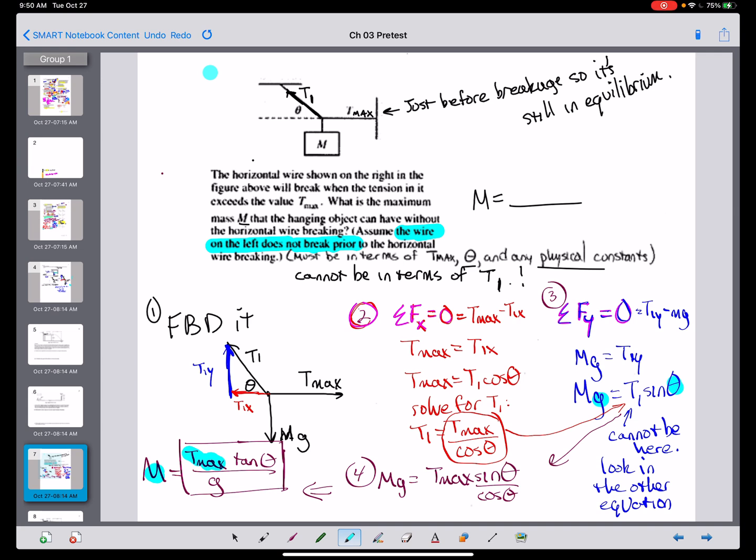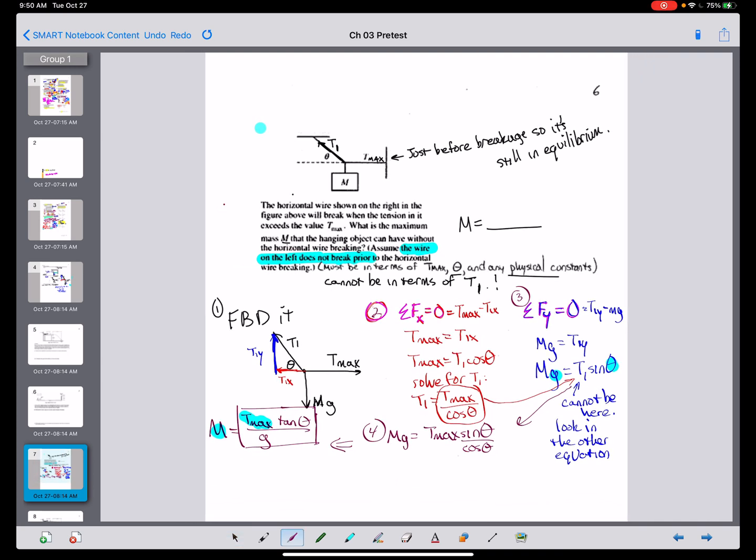Oh, and what's interesting, it says assume the wire on the left does not break prior to the horizontal wire breaking. What that means is, if you assume the wire doesn't break, as theta approaches 90, tan of theta approaches infinity. I want to make a little note here. I never thought of that problem in terms of this. It's pretty cool. Make a note. As theta approaches 90, tan theta approaches infinity.